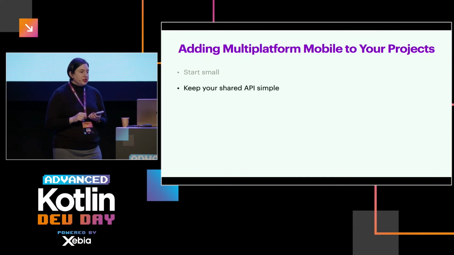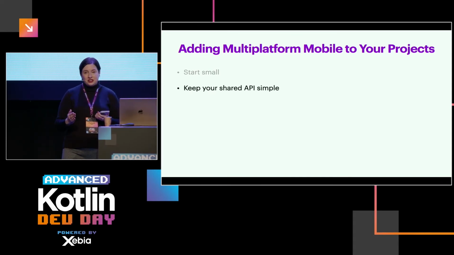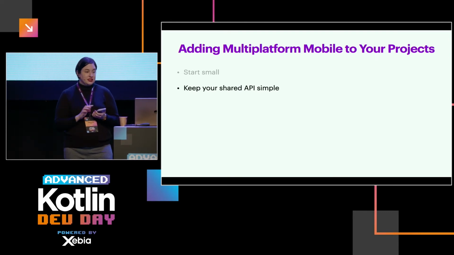Next, keep your shared API simple. Your iOS team will thank you. You will thank you, because there are currently some limitations between Kotlin and Swift and Objective-C, making things like sealed classes, enums and default arguments impossible. So don't try to get too fancy, too fast.